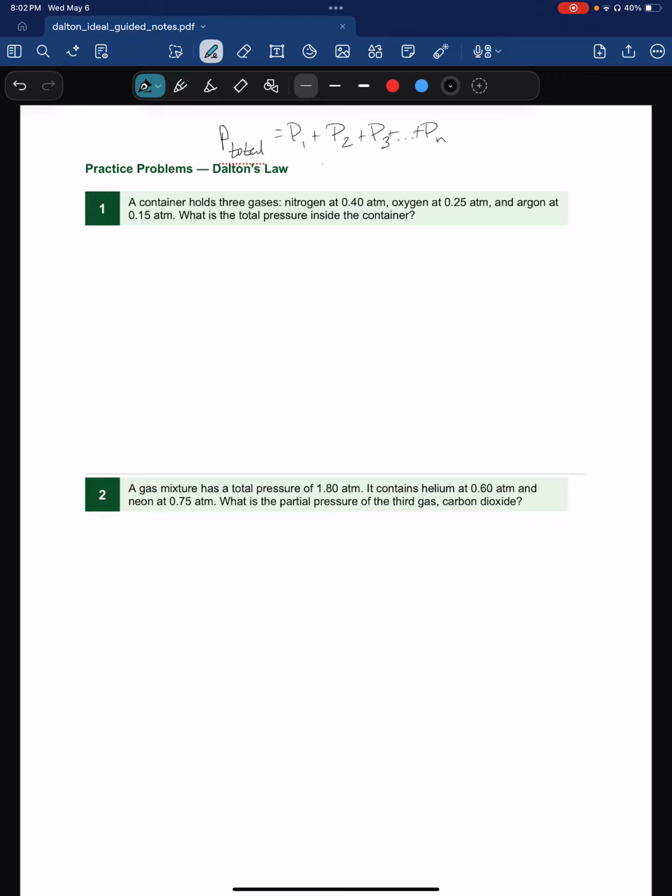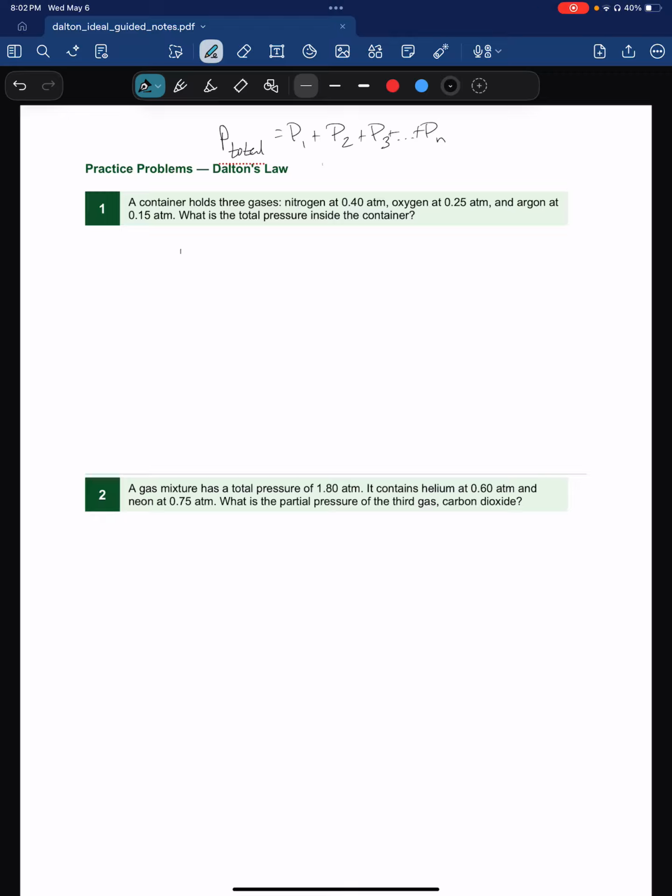All right, so let's look at this problem here. A container holds three gases: nitrogen at 0.4 atmospheres, oxygen at 0.25 atmospheres, and argon at 0.15 atmospheres. What is the total pressure inside the container? Well, that should be pretty self-explanatory, right?